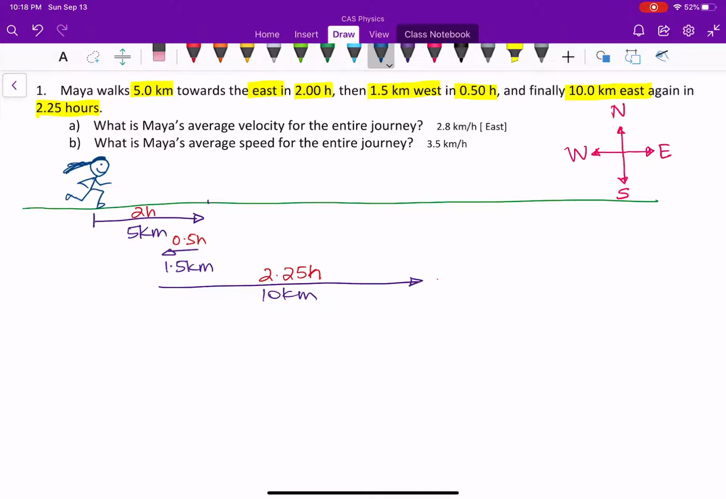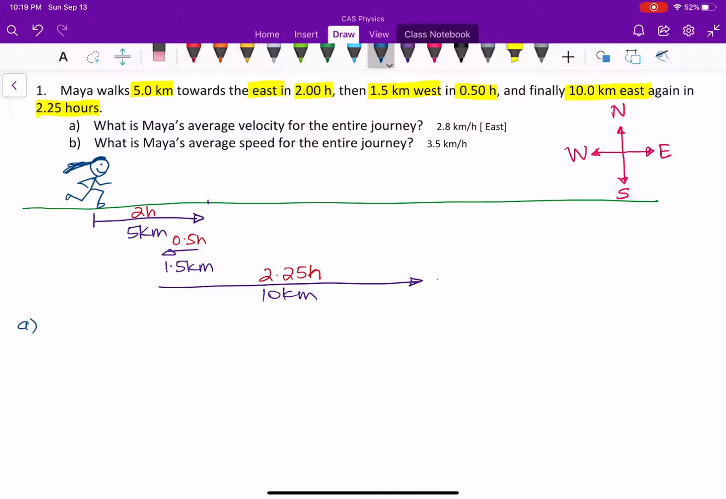All right, so I'm taking this meandering walk. I've already sort of summarized the main points in the question: I'm going 5 kilometers east for 2 hours, then back a kilometer and a half for 0.5 hours, and then east again for 10 kilometers in 2.25 hours. Question A is asking for the average velocity.